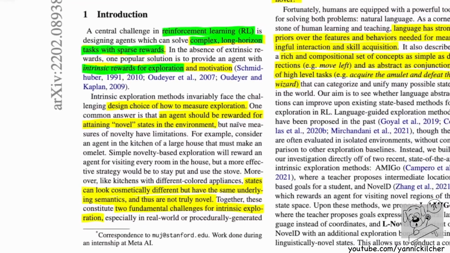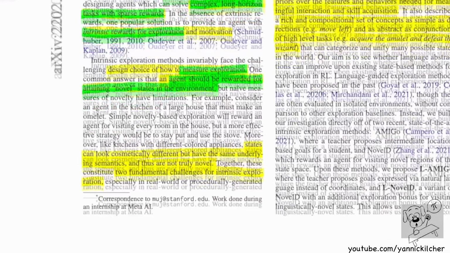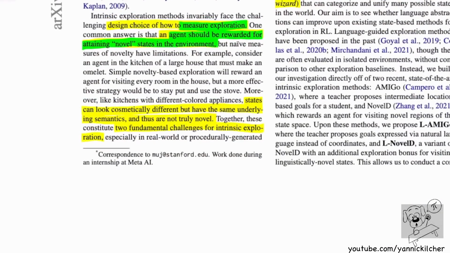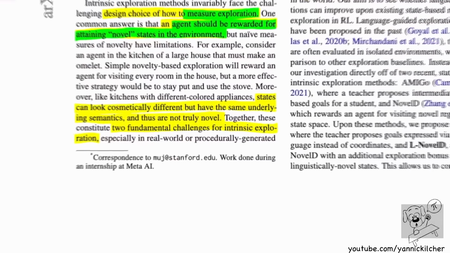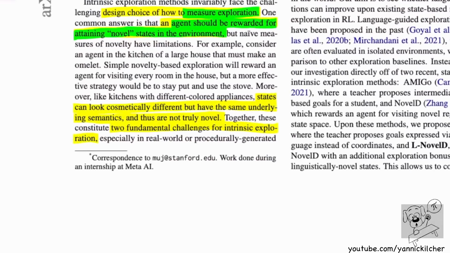So they correctly claim there is a design choice on how to measure exploration and a common answer that the agent should be rewarded for attaining novel states in the environment. But that is, as we already said, quite difficult to actually implement. For example, states can look cosmetically different, but have the same underlying semantics and thus not be truly novel.